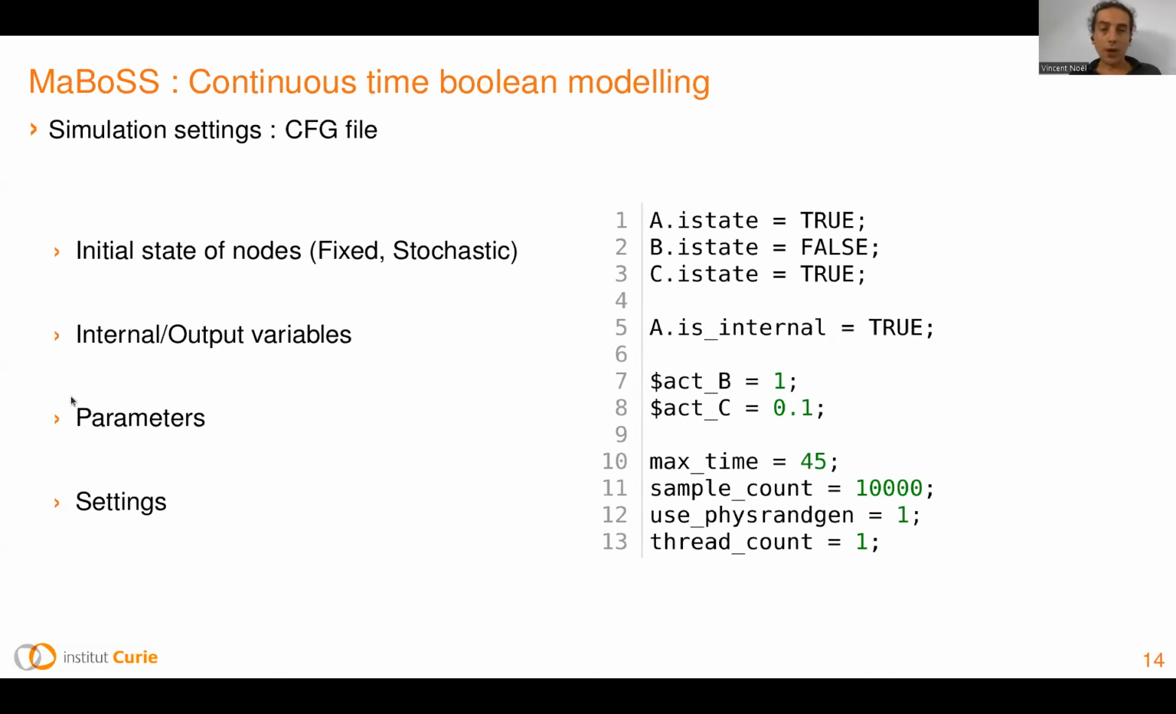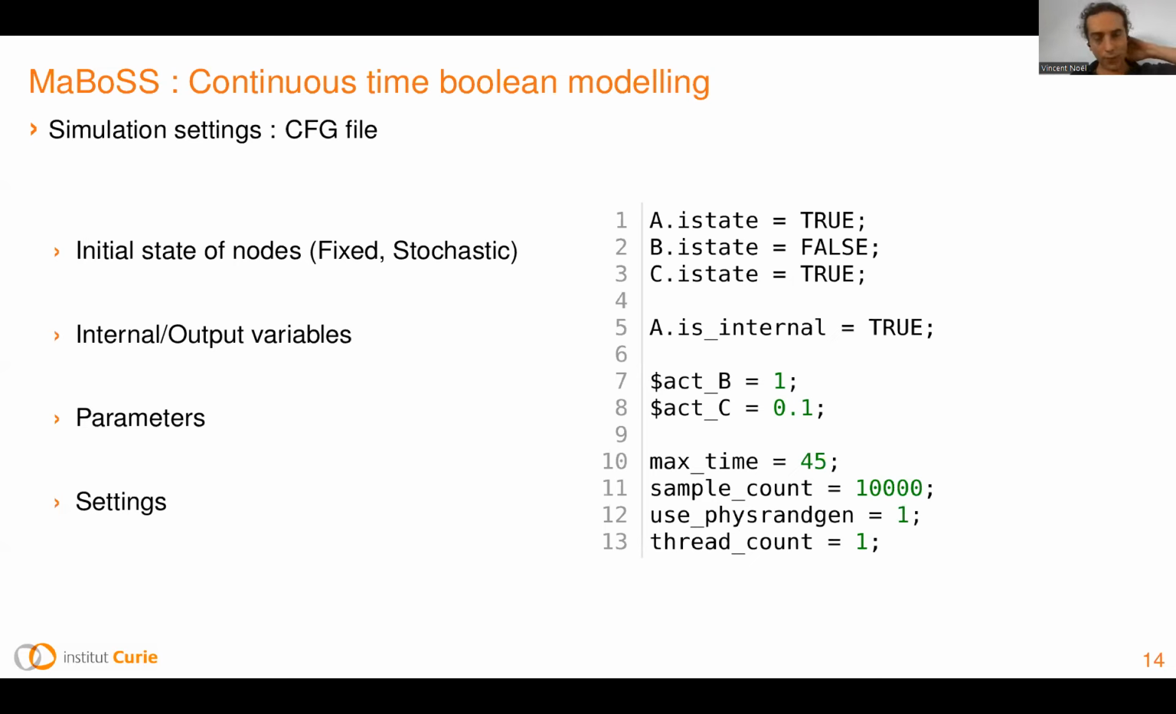Then we define our kinetic parameters. So here we define the activation rate of B and the activation rate of C also, which will be 10 times smaller than the activation rate of B. So the activation of C will be slower than the activation of B.